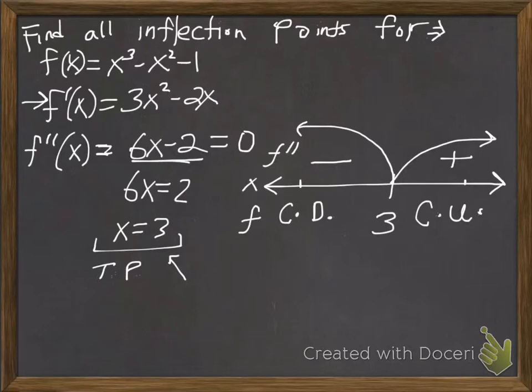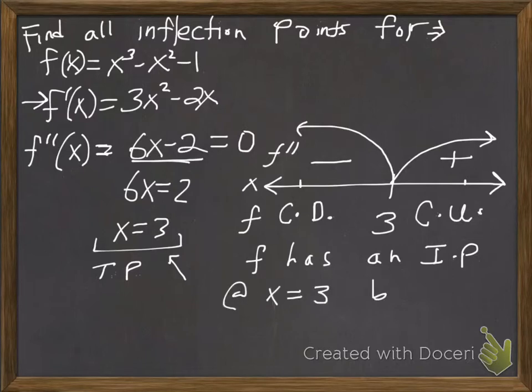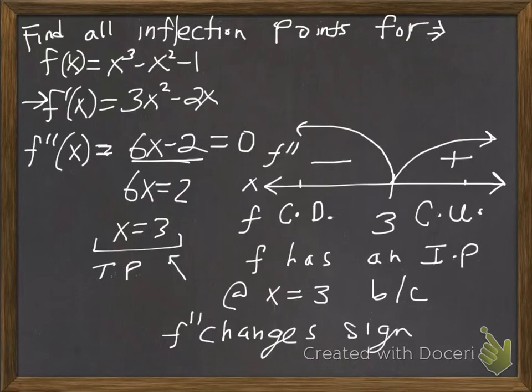So, to explain, find all inflection points. F has, I'm going to abbreviate here because of my small board, an inflection point at x equals 1/3 because, and here's the important part, because f double prime changes sign here.